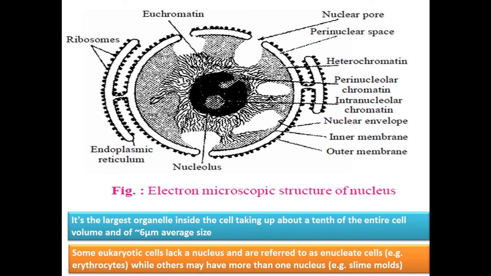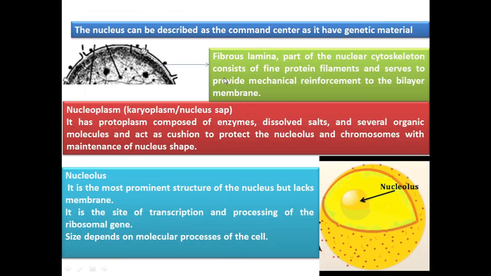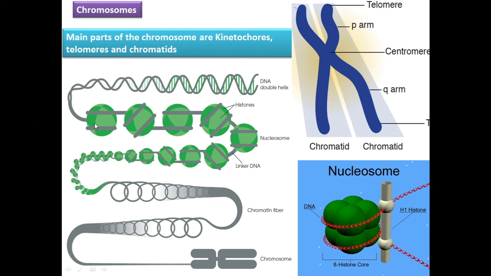Then here, now you know the euchromatin, which is the active form, and heterochromatin, which is the inactive form of the chromatin. And how are they arranged? DNA wraps around the nucleosomes and linker DNA condenses to form the chromatin fiber, which further forms the chromosomes.